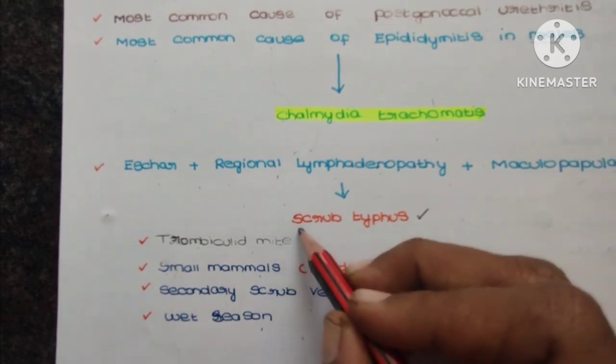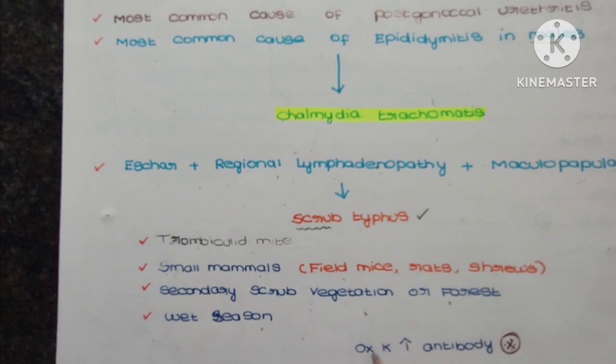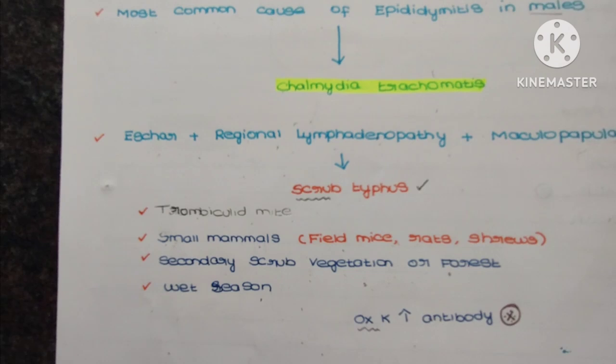So again, there is another point for lab diagnosis: in scrub typhus, the OX-K antibody will be increased.